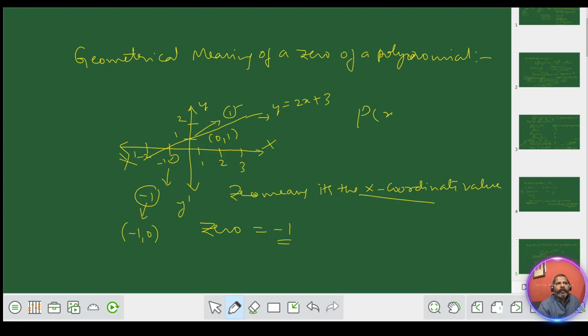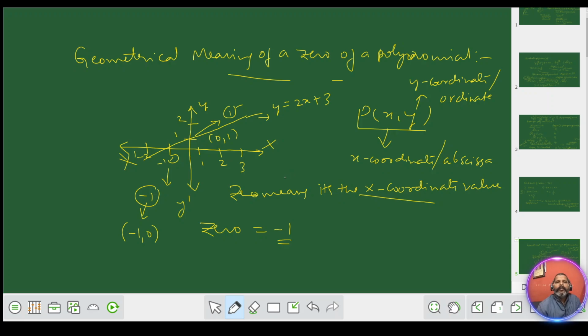Please understand, when we say point P of x, y, the first one always represents the x coordinate, which has another name, abscissa. The second one always represents the y coordinate, which has another name called ordinate. So the geometrical meaning of a zero of a polynomial is that when we represent a polynomial in a graph, the x coordinate value at which the graph intersects the x-axis is its zero.